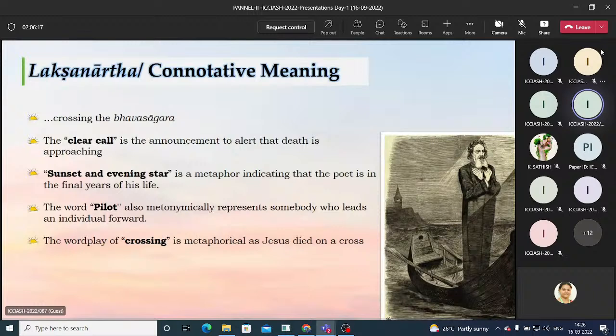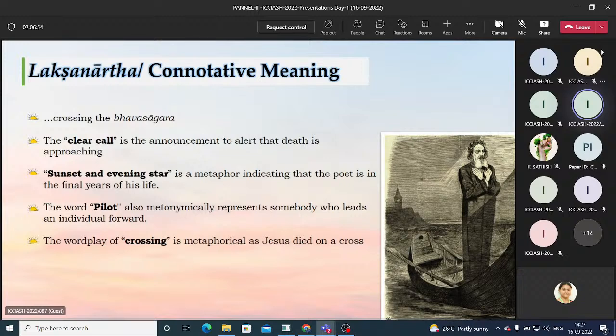Evening bell is an implicit metaphor and is compared to the final call. The extended metaphor of sea runs throughout the poem. The title Crossing the Bar is a metaphor of the journey from life to afterlife, and the bar stands for death. The clear call is the announcement to alert that death is approaching. Sunset and evening star is a metaphor indicating that the poet is in the final years of his life. The evening star is like a guiding star for the clear call of journey through death to the nether world. It also indicates the wisdom that comes with sunset or old age.